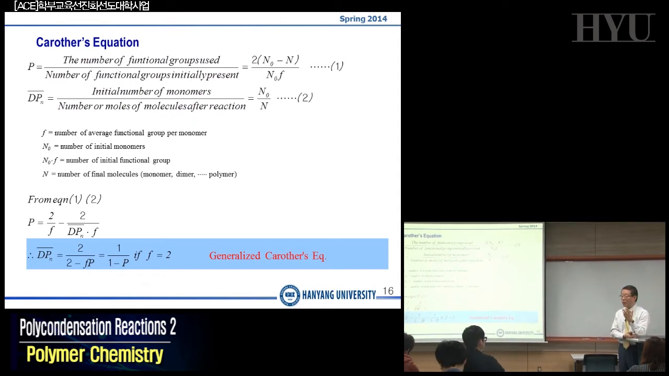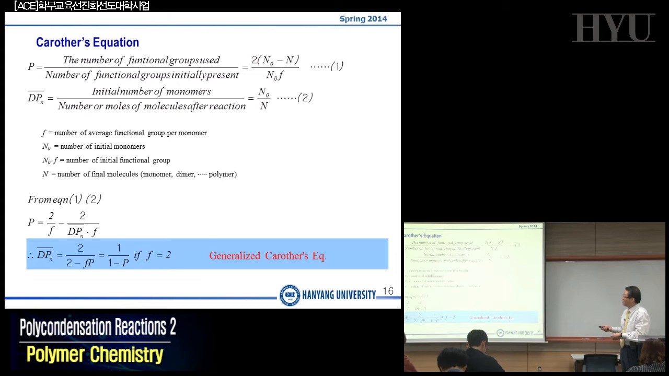If you have a benzene ring or phenol, I think we talked about phenol last time, you have 2 ortho-positioned functional groups and 1 para-positioned functional group. So overall, you have 3 functional groups. And you may have tetrafunctional, pentafunctional, stuff like that. So F is just the general number of functional groups of your monomer systems.